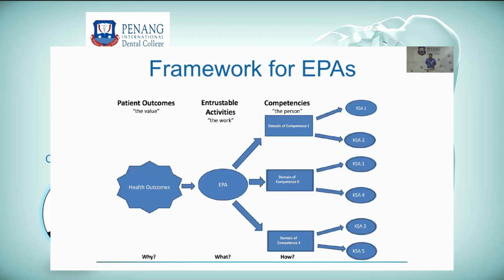So we have a framework. In this framework, we start off with the health outcomes. From that health outcomes, we have to see what kind of EPA we can plan. And you will see the EPAs should satisfy the competency domains. And these competency domains themselves must have KSA. So let me give you an example. My health outcome is practice universal infection control. Would you agree that every graduate must follow universal infection control when they graduate?